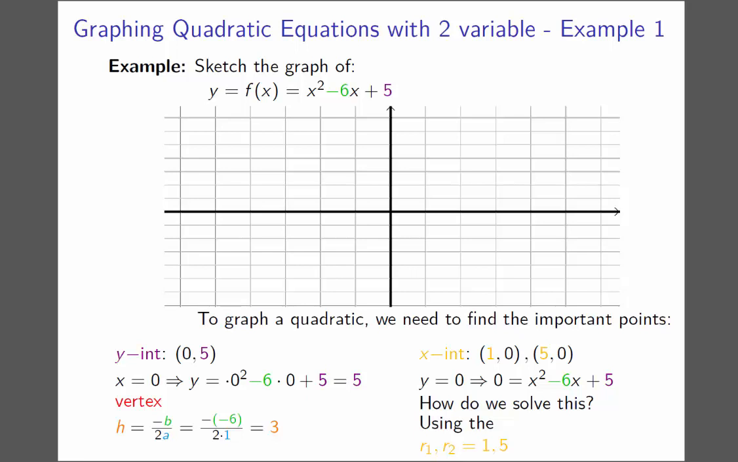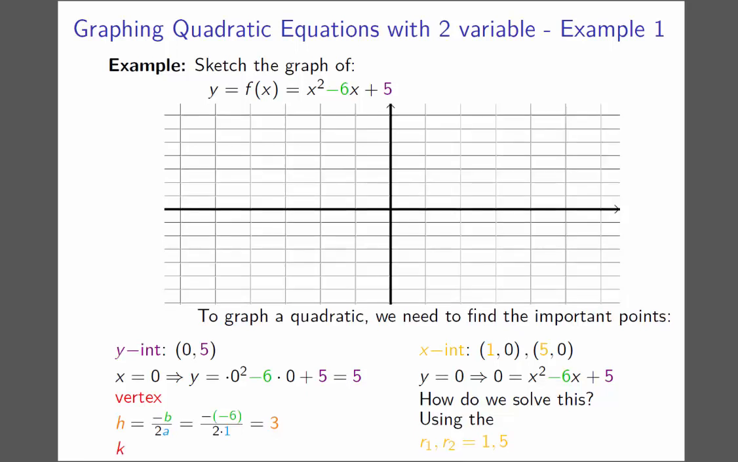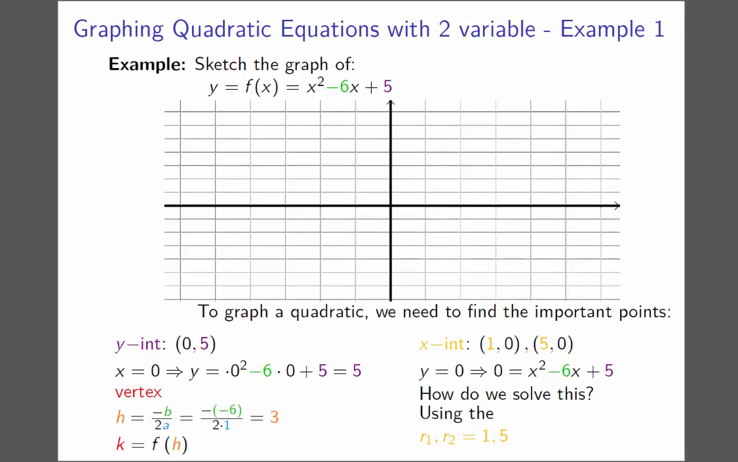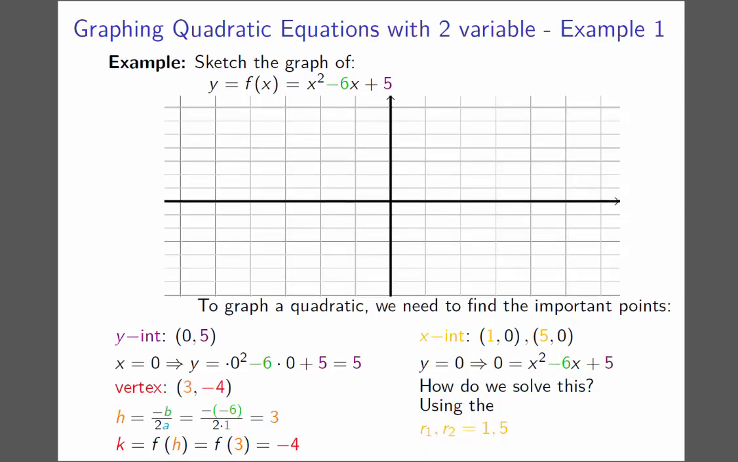But what about the y value? How do we find k? Well, remember, since we know the x value is h, we can find the y value by evaluating our function at h. In this case, we need to evaluate our function at 3, which is 3 squared minus 6 times 3 plus 5, which comes out to negative 4. So we get that the vertex is the point (3, -4).